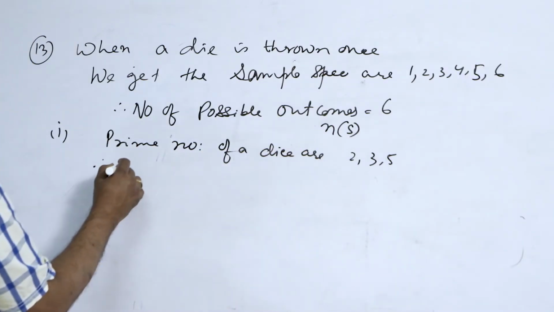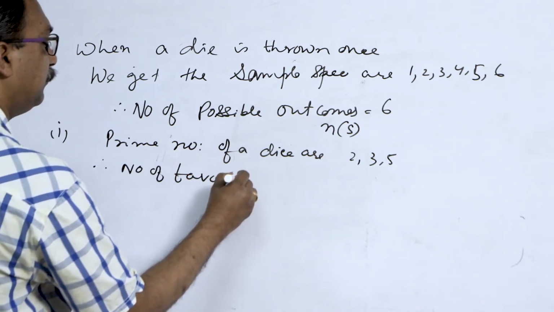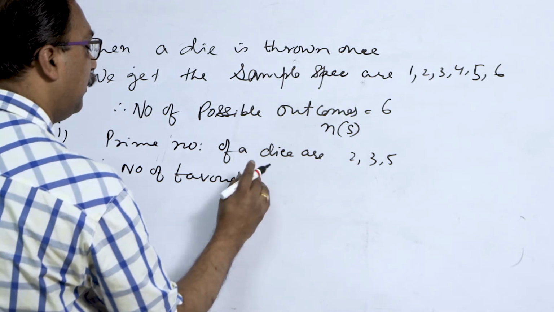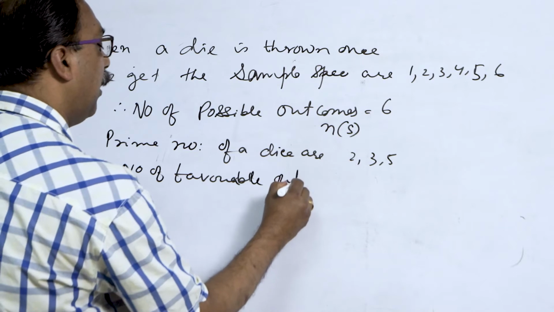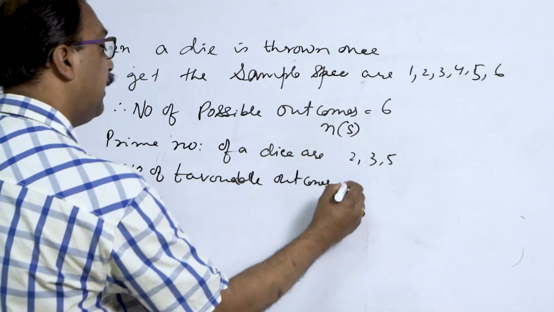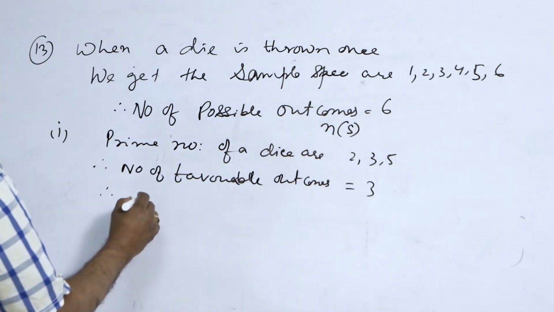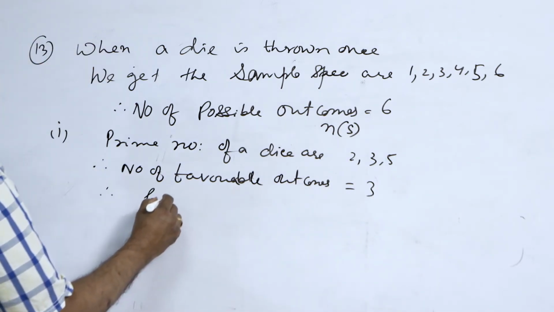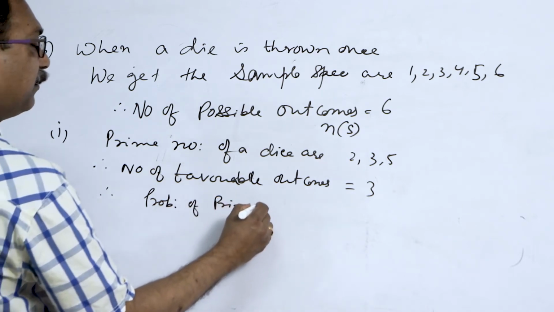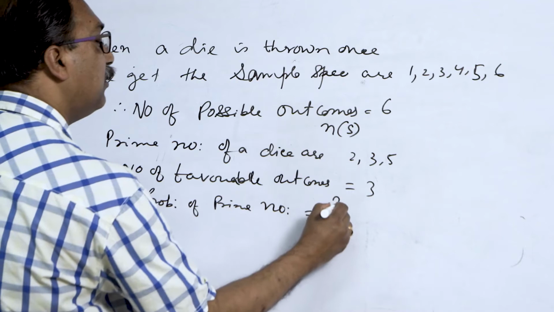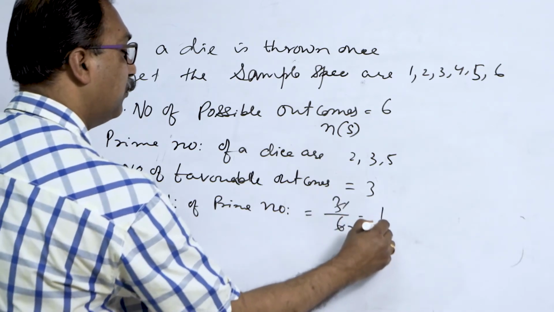So therefore, the number of favorable outcomes, in that case, n of E, we can say 3. So therefore, we can say the probability of a prime number is equal to 3 by 6, which is 1 by 2.